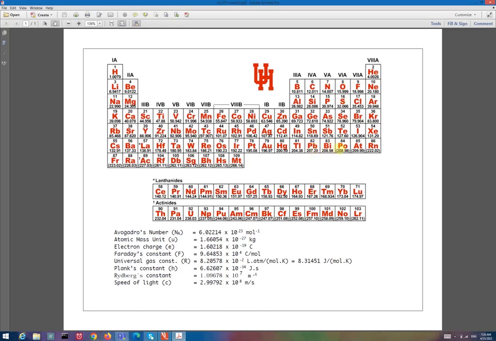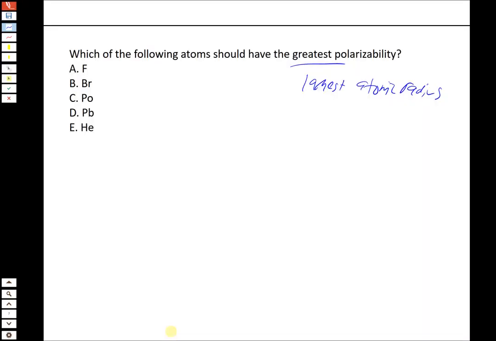But again, if we're looking for the biggest radius, we want furthest down and furthest to the left, so we expect lead here to be bigger than polonium because it's to the left. As we go right to left, we increase the radius. So lead should be the biggest of those, and then also the most polarizable.